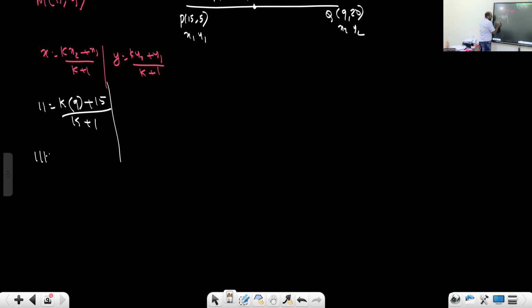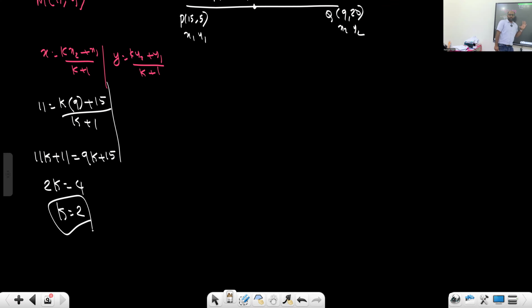11K. Cross multiplication when you're doing, people are forgetting to multiply with the K plus 1. Okay, is equal to 9K plus 15. 11K minus 9K, 2K equal to 4. K equal to what? 2. What do you mean by K equal to 2? What is the ratio? 2 is to 1. K equal to 2 means 2 is to 1. Don't forget about, at the end we can write.